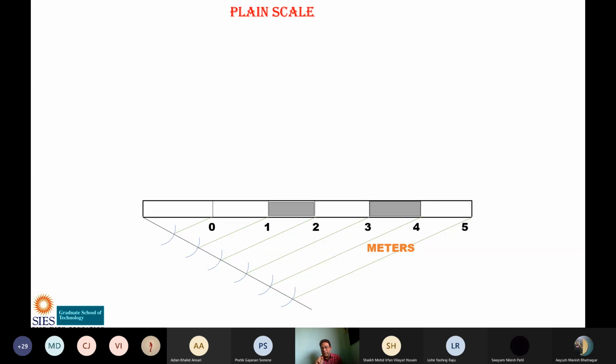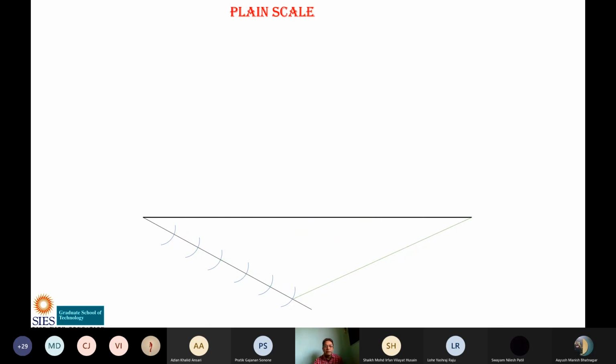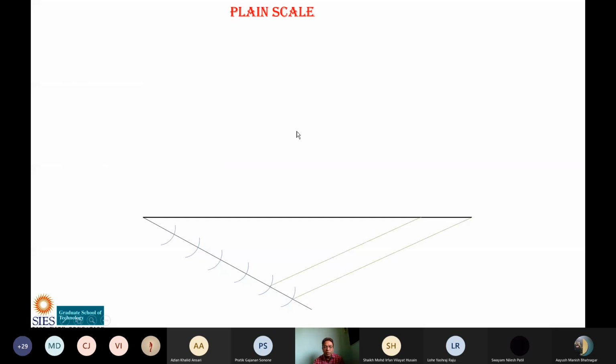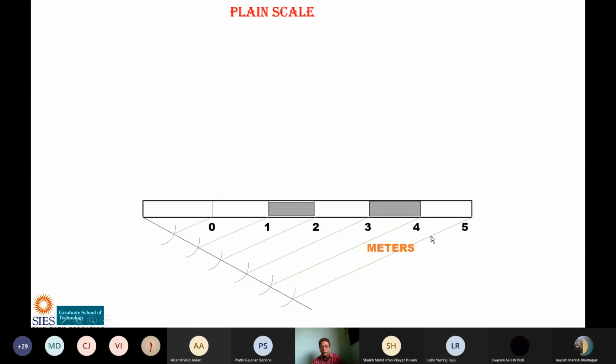But then the question asked to us is, just go back to the question, show 4.7 meter. So see, here to here, 1, 2, 3, 4. 4 meter is there. I want to show 0.7. Now what is this 0.7 in 4.7? Decimeter. So I have to divide this meter into 10 decimeters. See how?